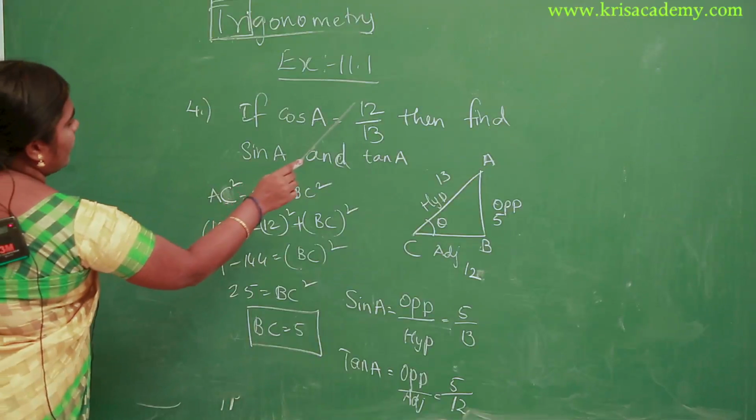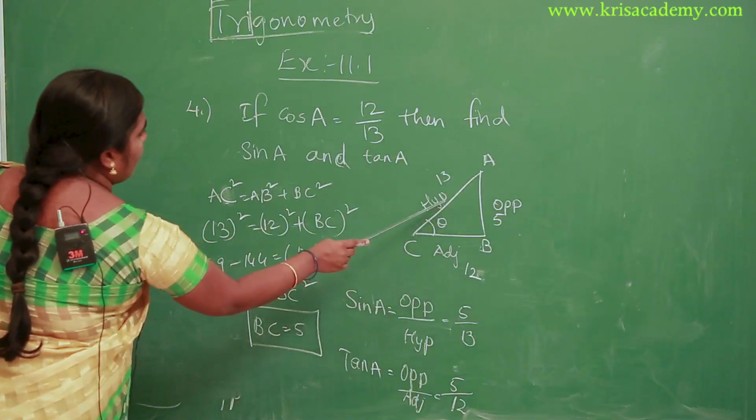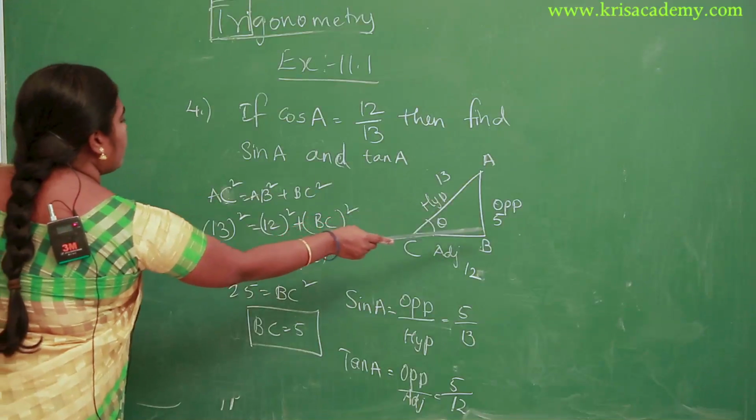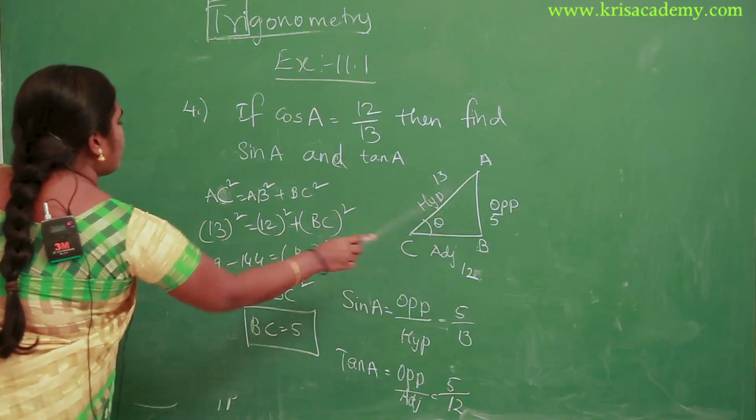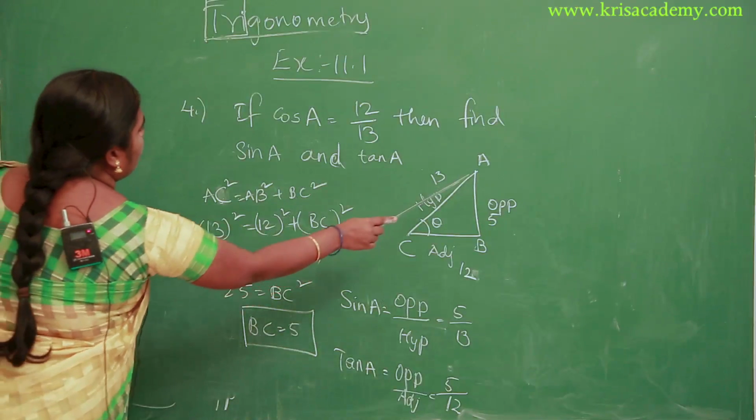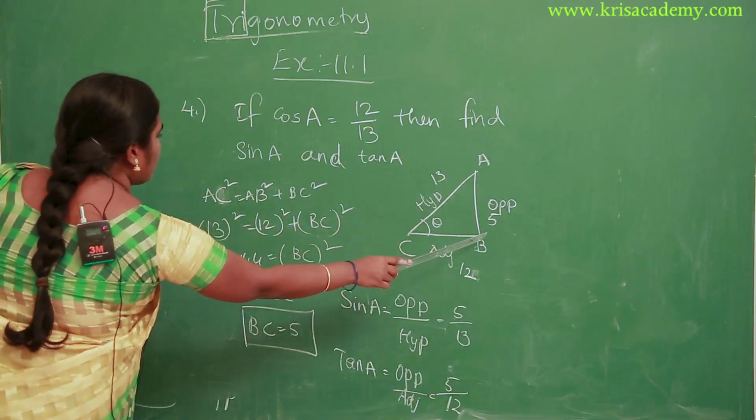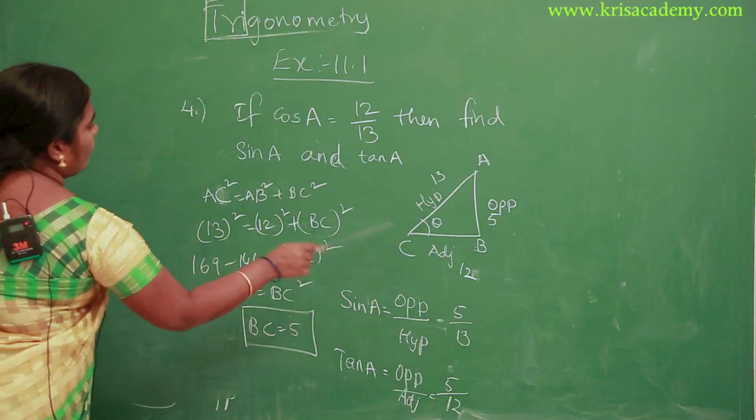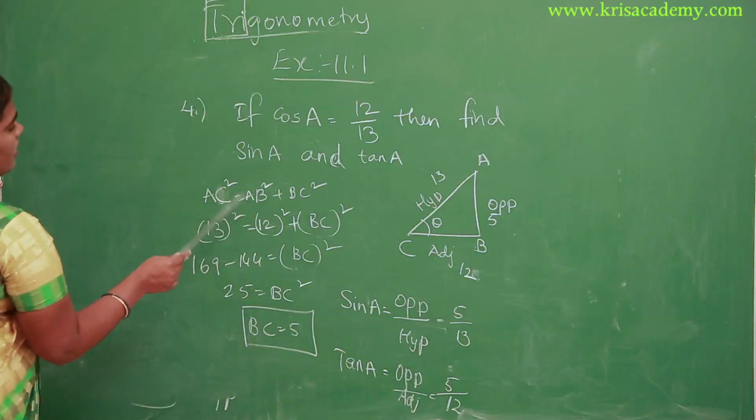Cos is nothing but adjacent by hypotenuse. So adjacent side value is 12. Hypotenuse value is 13. The unknown side, let us take opposite only. According to Pythagoras theorem, AC square is equal to AB square plus BC square. That is nothing but hypotenuse square is equal to sum of the squares of the two sides. So AC value they have given as 13. So I have written 13 whole square.